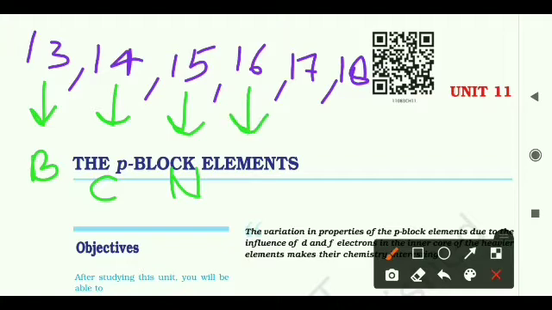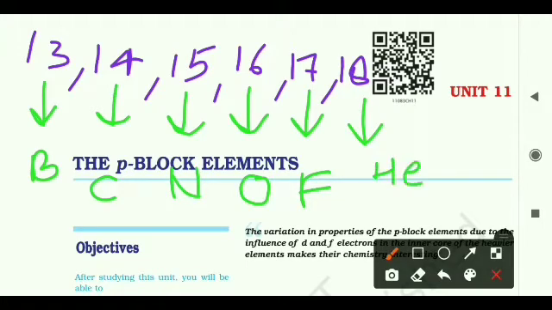For group 15 the first member is nitrogen, it is also known as the nitrogen family. For group 16 the first member is oxygen, it is known as the oxygen family. Group 17 the first member is fluorine, it is also known as the fluorine, or in short we can say halogen family. And for group 18 the first member is helium, and this group 18 is also known as the inert gas group, because all the elements present in group 18 are inert gases. So these are the group classifications for p block elements.